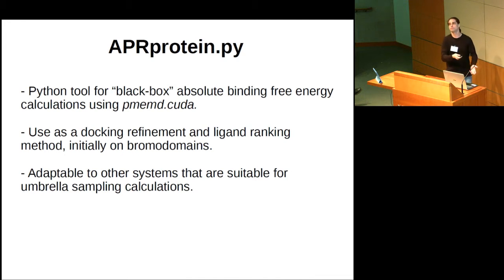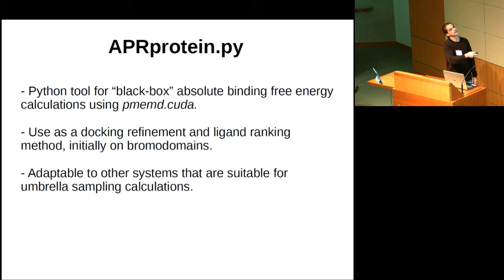So this is the program based on this paper, but it has a lot of new stuff. The idea is to create this Python tool for black box absolute binding free energy calculations. And this is actually black box. You don't do anything. It does everything for you, and it just puts out the result with all the calculations and generation of parameters, everything. So it can be used as a docking refinement tool to see if it can actually perform better than machine learning tools such as most docking programs. And also ligand ranking too, but right now I'm more concerned about the docking refinement part.